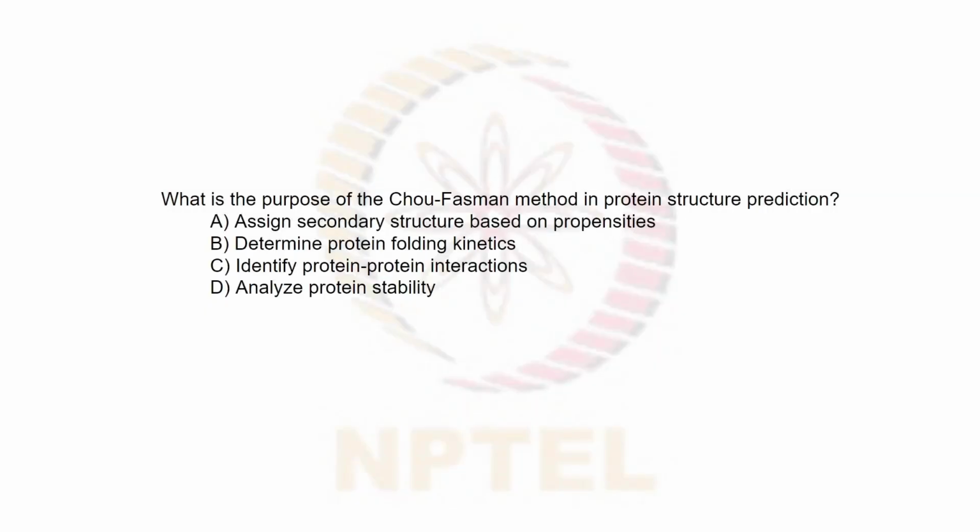So here I have one question. What is the purpose of the Chow-Fasman method in protein structure prediction?